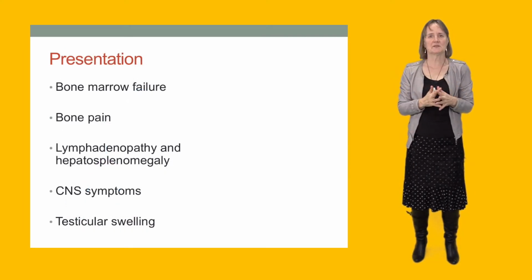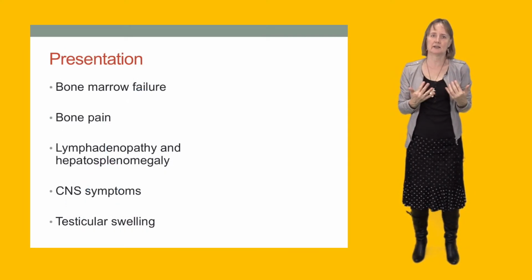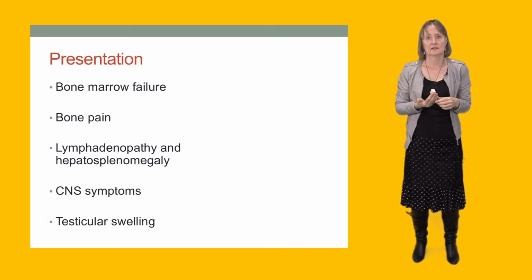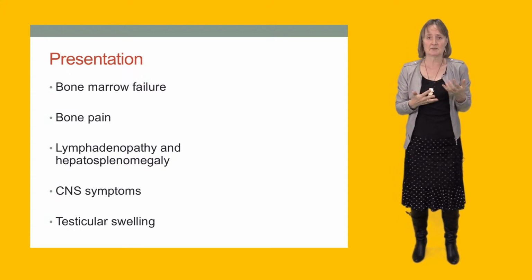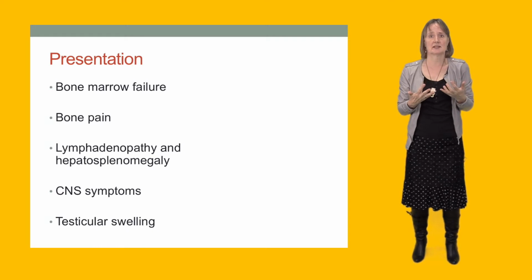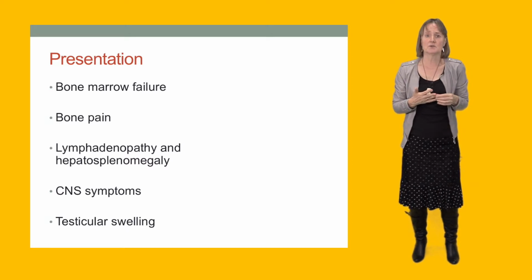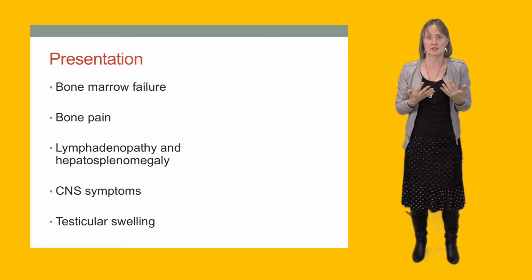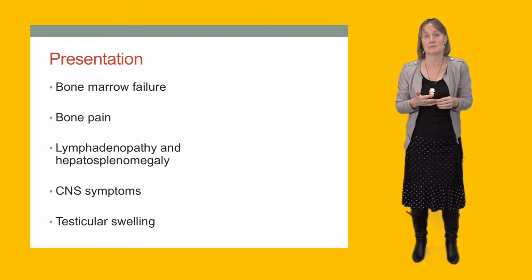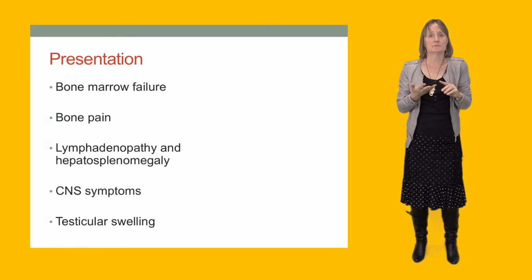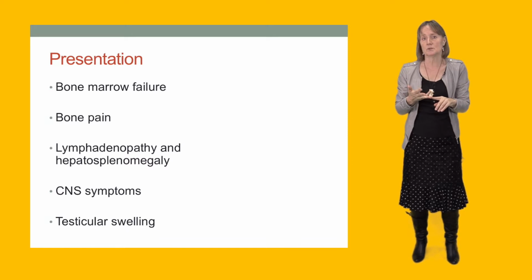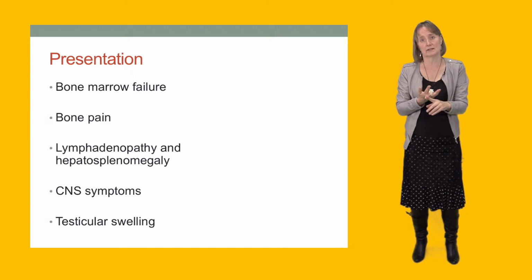So it's probably worth spending a little bit of time on this slide, because this is how ALL presents clinically. A very common presentation is with bone marrow failure, and bone marrow failure is really something that you do need to know about and understand, because it's a common presentation of a number of malignancies. It's also what you will be dealing with and managing if you are a junior doctor working in a hematology ward. So bone marrow failure, we're talking about anemia, we're talking about low neutrophil counts, so putting people at risk of bacterial infections, and low platelets causing bleeding and bruising problems.